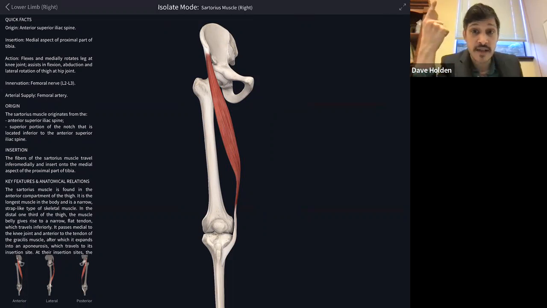First things first, guys. Rule number one, it crosses the hip. It's got to move the hip. Looking at where it crosses the hip, it crosses on the front. That will make it a hip flexor. So write that down. Action number one, flexion of the hip.